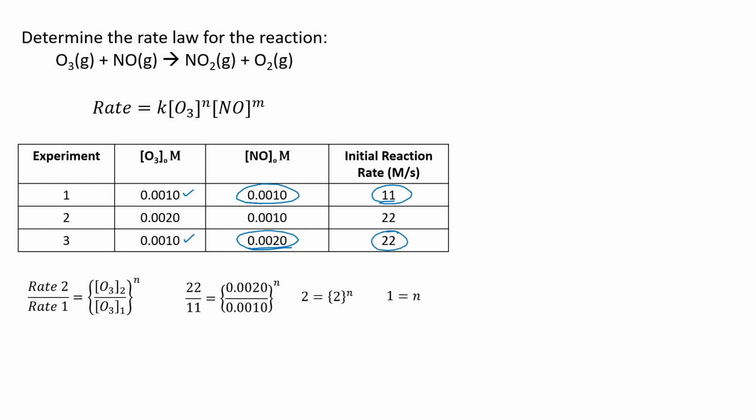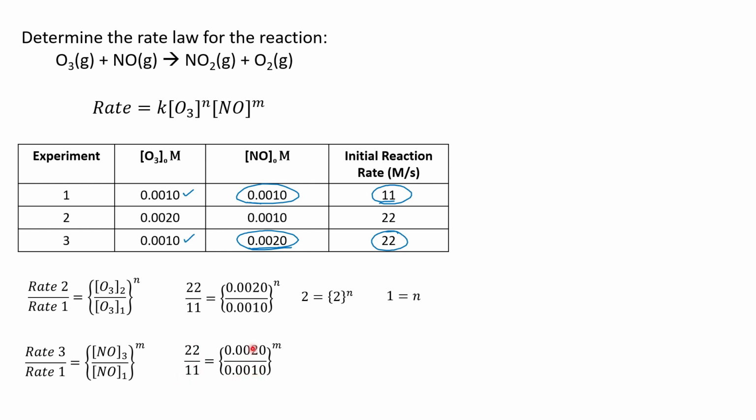And let's write up our proportionality. All right, I'm comparing rate 3 over rate 1, which means I'm comparing the concentration of nitrogen monoxide from rate 3 to my concentration from rate 1, and this whole thing is raised to the power of M. So let's plug in my numbers. My rate 3 is 22, my rate 1 is 11, my concentration from rate 3 is 0.0002, and my concentration from rate 1 is 0.0010.